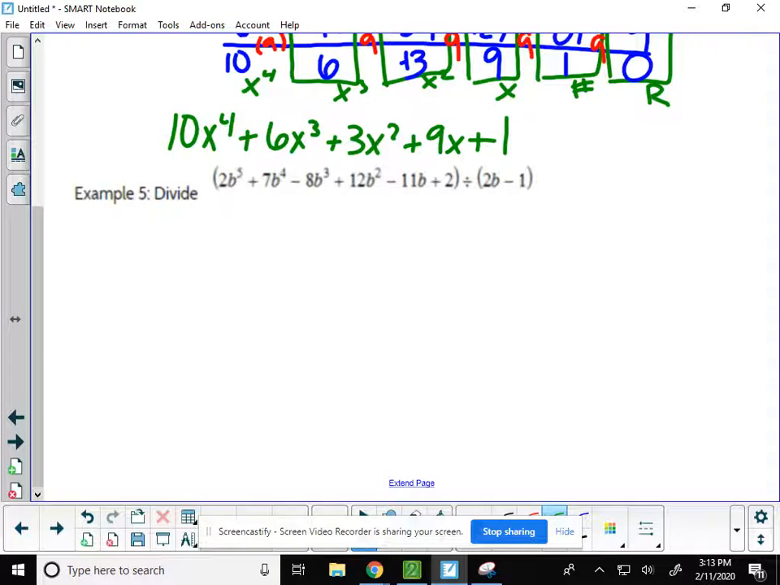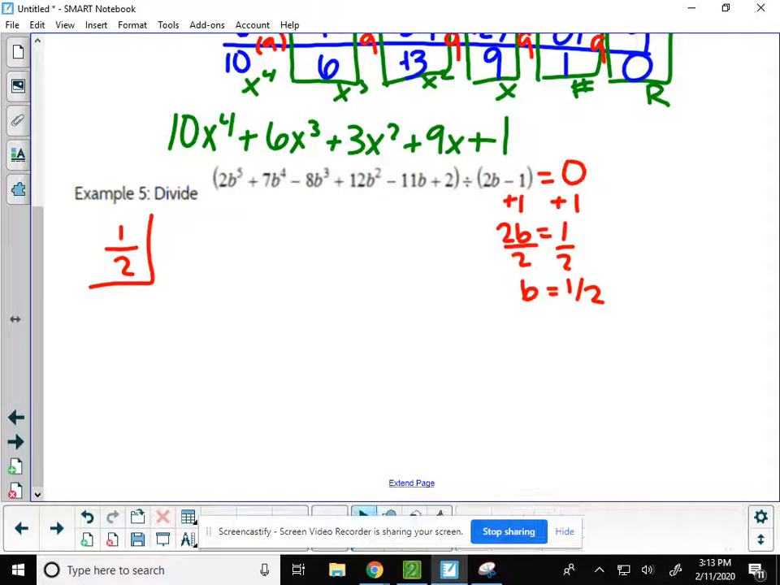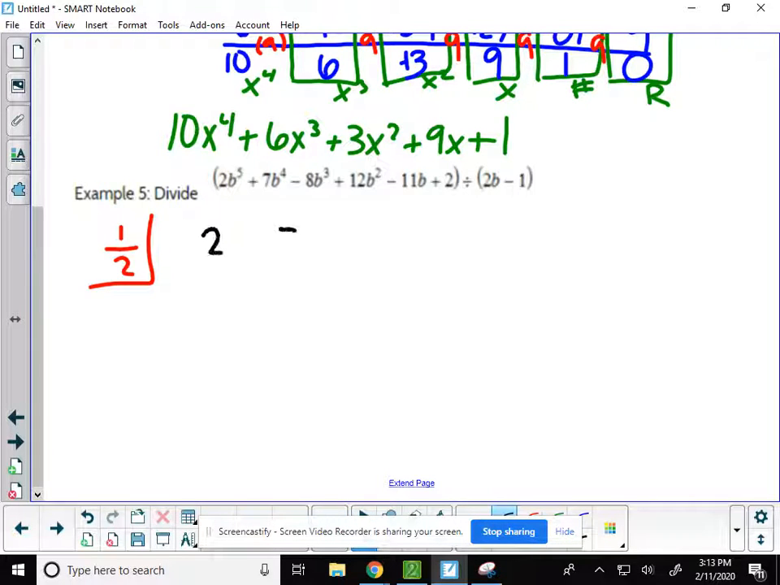The trickiest part about this is you're going to get a fraction. When you set this equal to 0, you're going to add 1. So that's 2b equals 1, divide by 2. I get b equals 1/2. So 1/2 is what's going to go in the box. I would definitely leave it as a fraction, because if you don't, sometimes decimals will mess you up, where fractions are going to end up being nice. So this is already in order: 2, 7, -8, 12, -11, and 2.